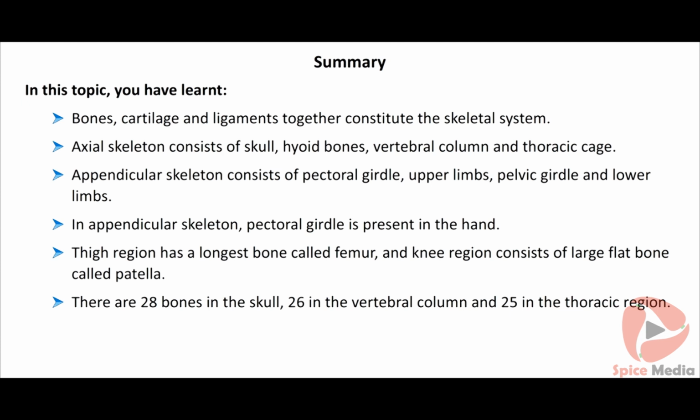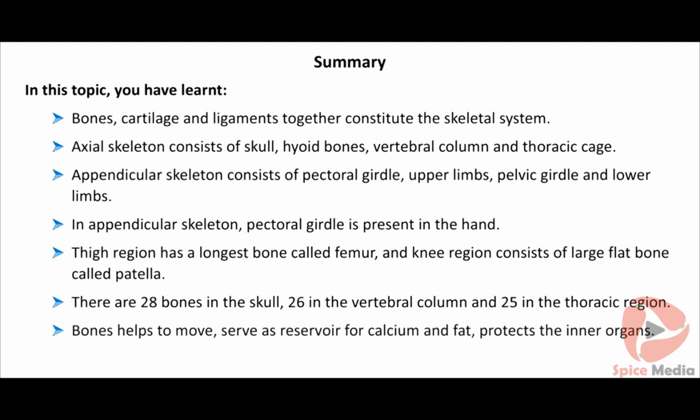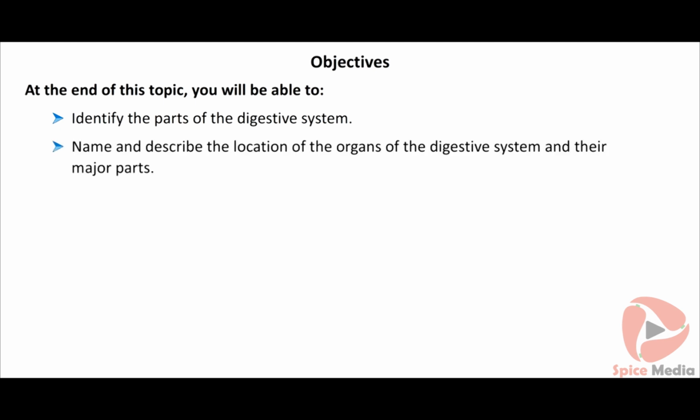Thigh region has the longest bone called femur and knee region consists of a large flat bone called patella. There are 28 bones in the skull, 26 in the vertebral column and 25 in the thoracic region. Bones help to move, serve as a reservoir for calcium and fat, and protect the inner organs. Red blood corpuscles are produced in the bone marrow.